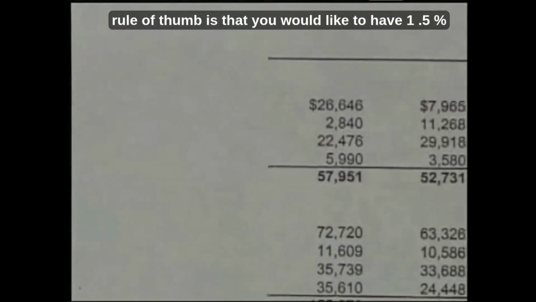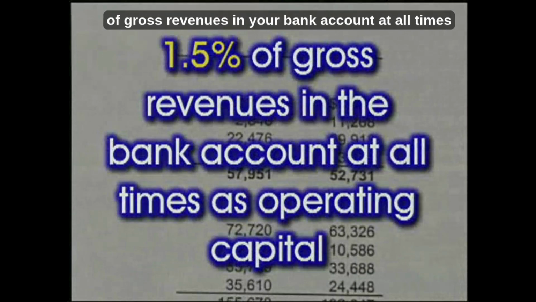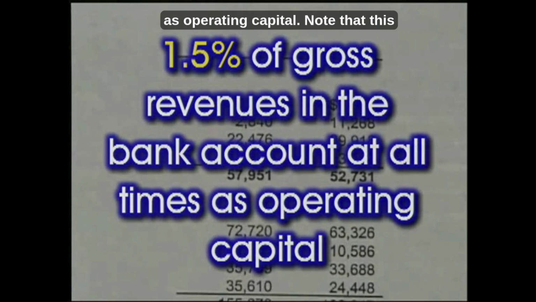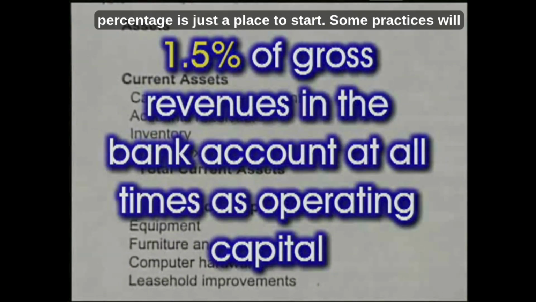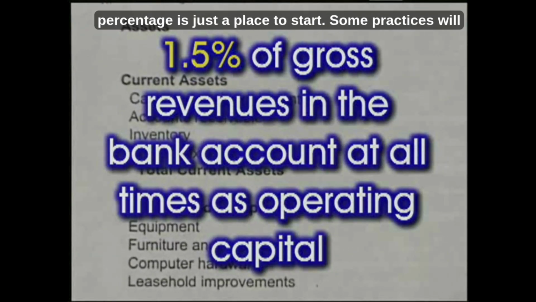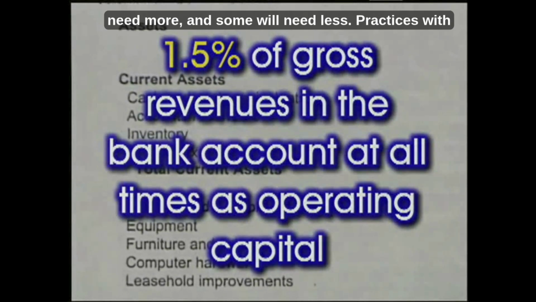One rule of thumb is that you would like to have 1.5% of your gross revenues in your bank account at all times as operating capital. Note that this percentage is just a place to start. Some practices will need more, and some will need less.